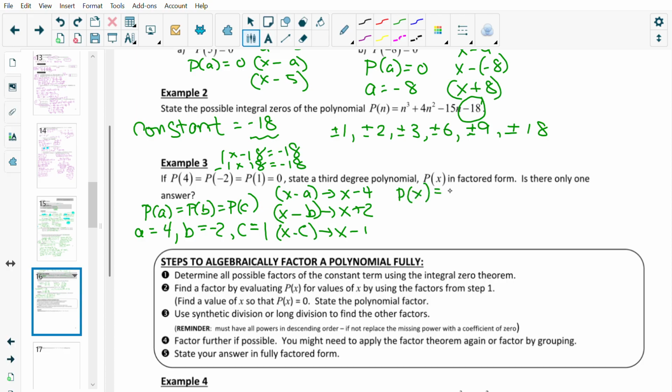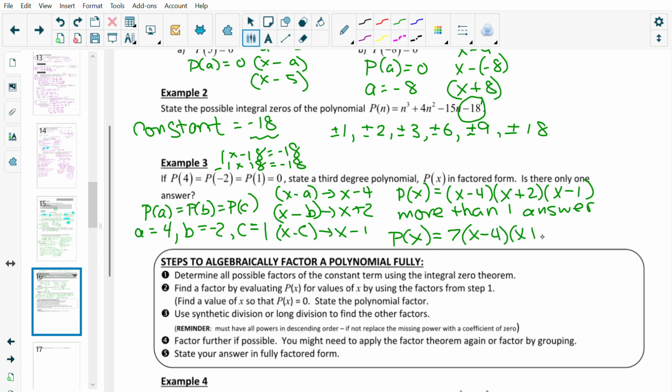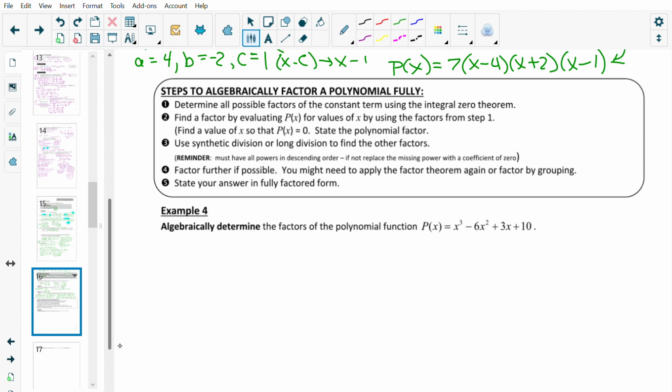So one way to state p of x is multiplying the three factors together. Is there only one answer? No, there's more than one answer. We can throw a coefficient in the front like this. Let's put 7. If you graph this on your graphing calculator, you'll see that all the zeros occur at the same spot, except the shape of the graph is going to be different. Okay, but it will still retain the same zeros and the same factors.